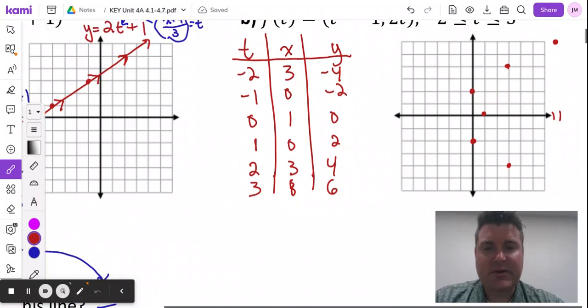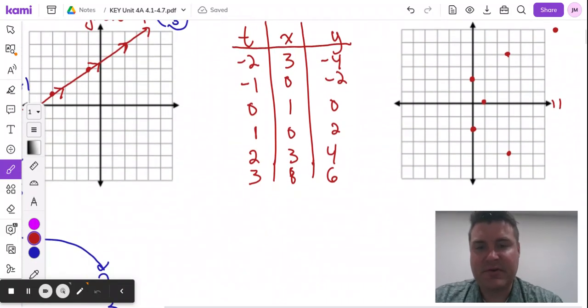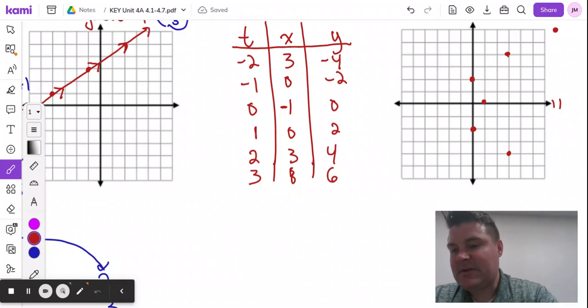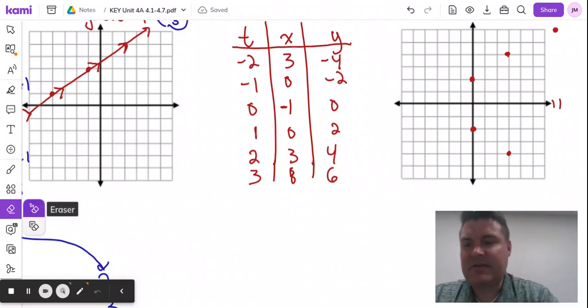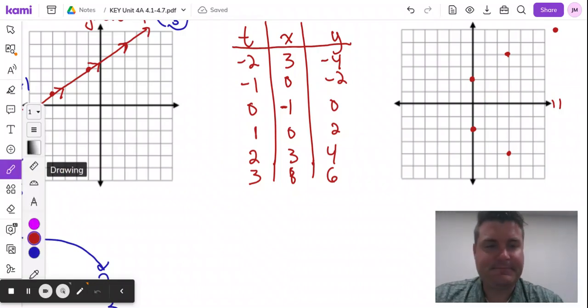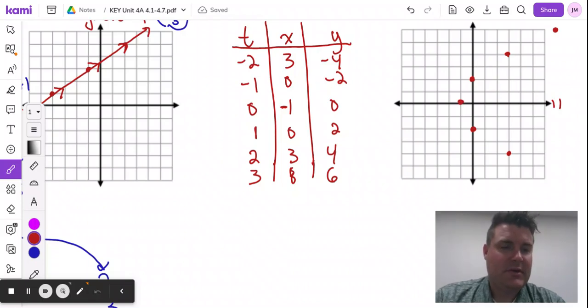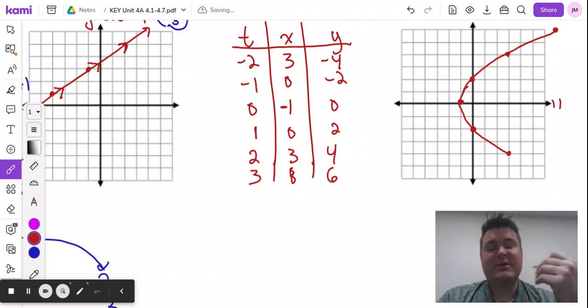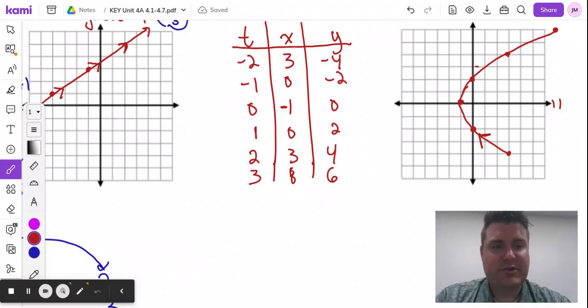I can tell this one's wrong because I can't do math. This should be -1 right here. See? Even I, the teacher, make mistakes. Okay, so we start here, and we just continue. This one has no arrows at the end because I am confined between the t equals -2 and 3. I'll just put 2 arrows right here in the middle so I can indicate the direction.